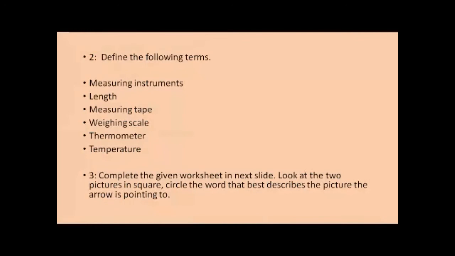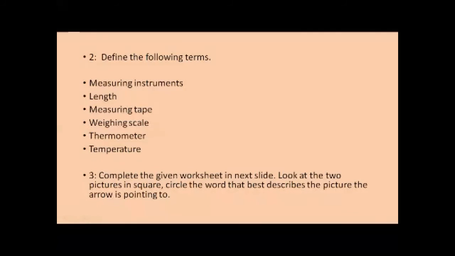Now, question number 2. Define the following terms. Okay, number 1 is measuring instruments. Okay, what are the measuring instruments? The tools, the machines that are used to measure the things. Okay, what is length? I have already told you in the lecture how long something is. Okay, what is the measuring tape? Measuring tape is used to measure the length.